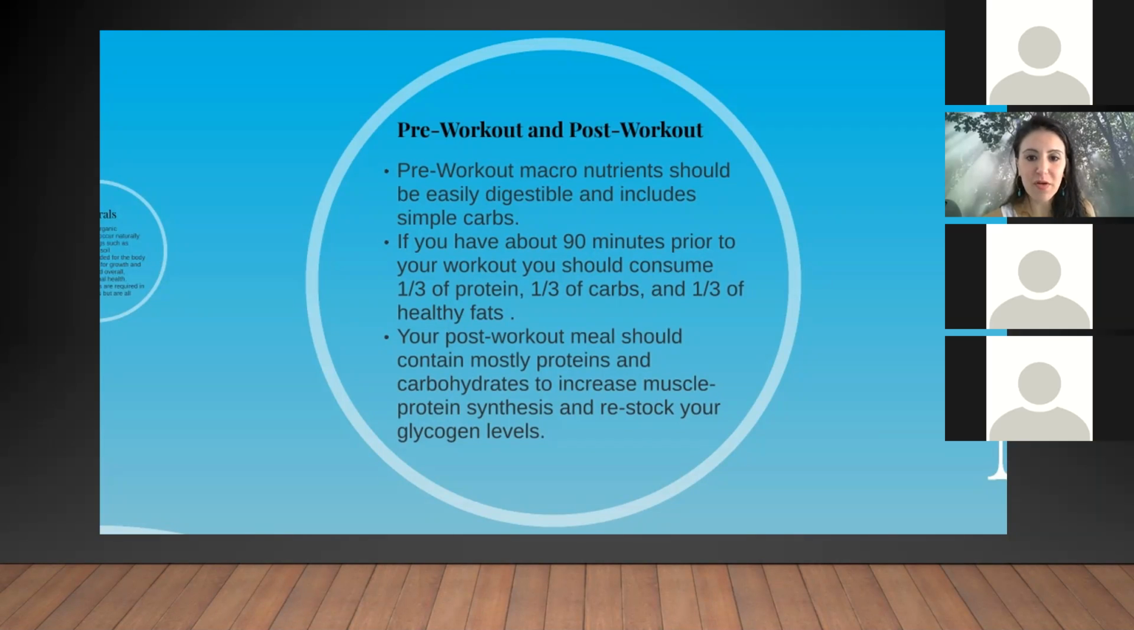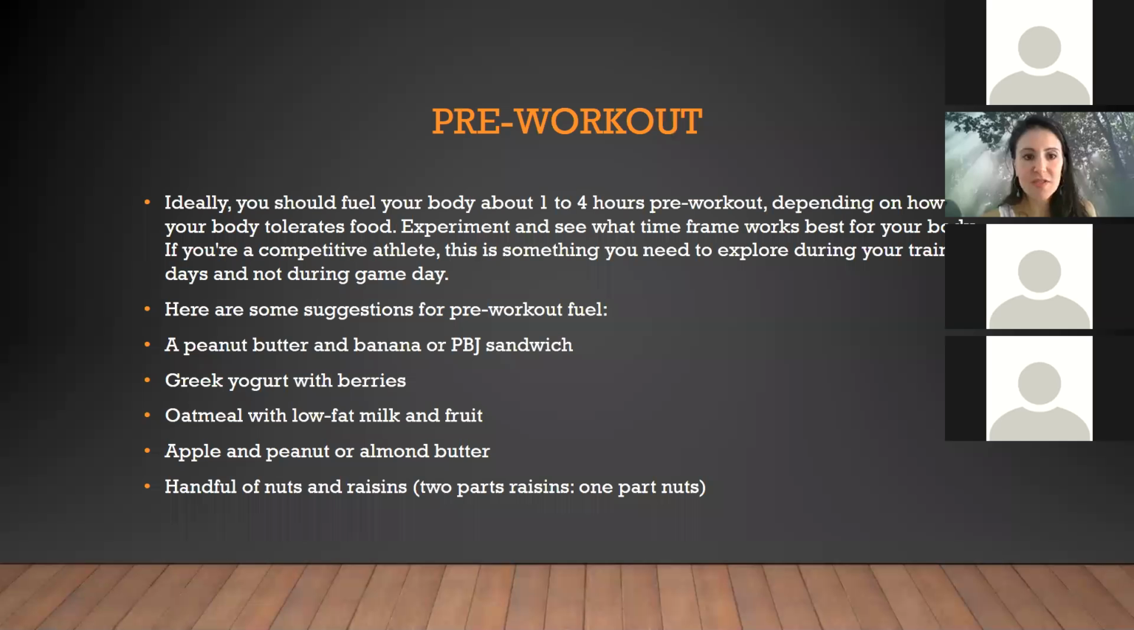And your post-workout meal should really contain mostly proteins and carbs to increase that muscle protein synthesis and restock the glycogen levels in your liver and in your blood. So a pre-workout meal, ideally it's about 1 to 4 hours, depending on how your body tolerates food and how intense the exercise is. You have to experiment a little bit.